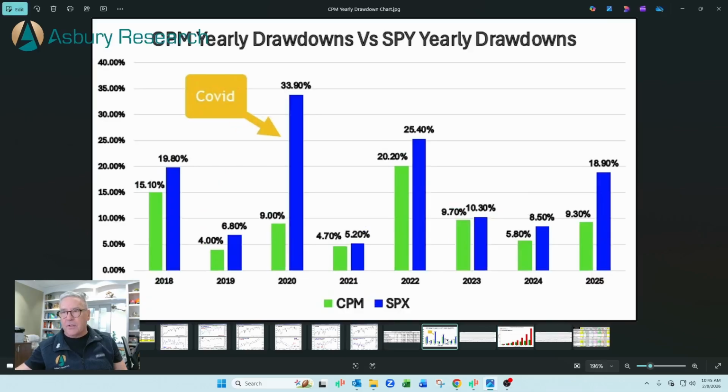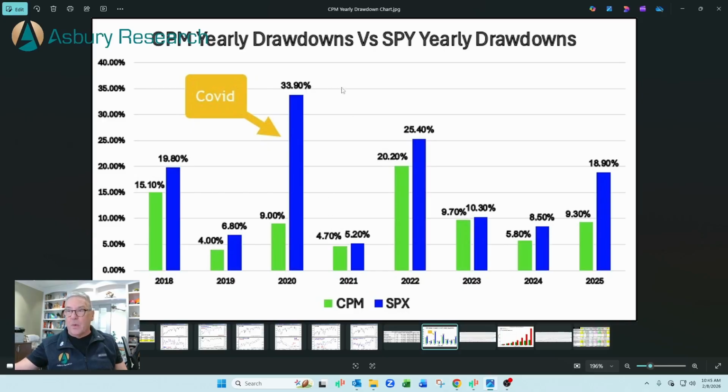Here's another chart just kind of showing year to year going back to 2018. In 2018, the S&P drew down 15.1%, CPM drew down 15.1%. The broad market S&P 500 drew down 19.8%. Significant, 4% ish. Some years it doesn't matter that much. In 2019, the S&P drew down 6.8%. CPM only drew down 4%.